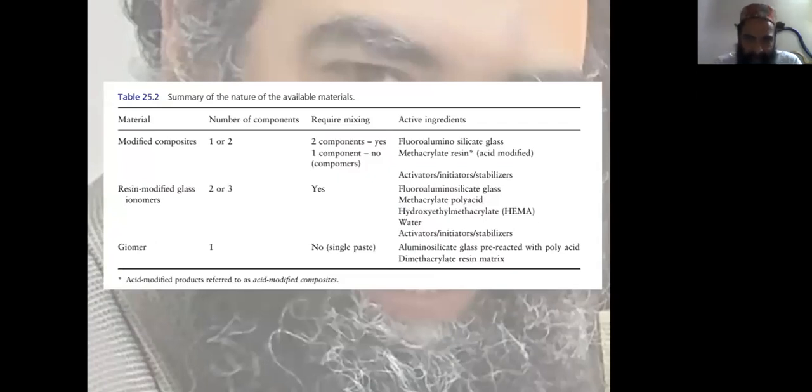Now available materials, modified composites: number of components are 1 or 2. Required mixing, 2 component, yes; if 1 component like in compomers, no mixing is necessary. Active ingredients are fluoroaluminosilicate glass, methacrylate resin, acid modified.